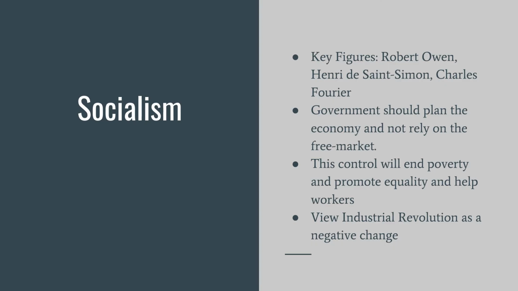And so a key figure in socialism you should know is Robert Owen. He's the big one. And socialism really thinks that the government should be involved in helping plan the economy because, again, they want the economy to work for everyone, not just a select few. And they think that the control that the government has over the economy would help end poverty and promote equality, help workers. And they really see the Industrial Revolution as a negative change because it really does pit people against each other to try and make a profit.